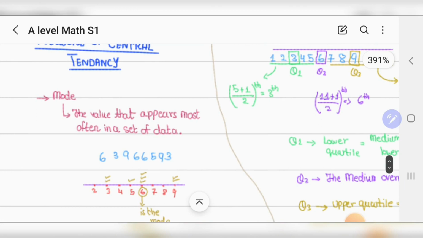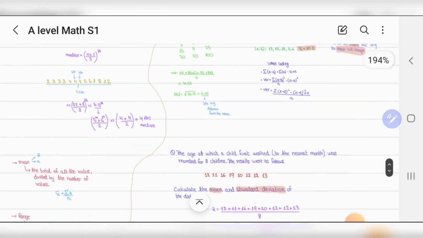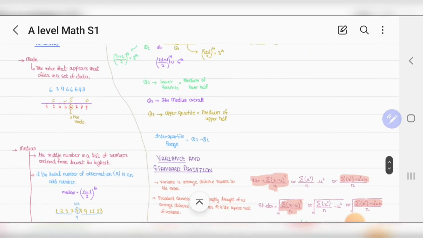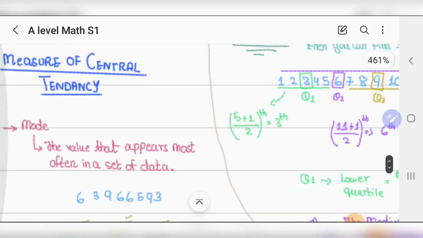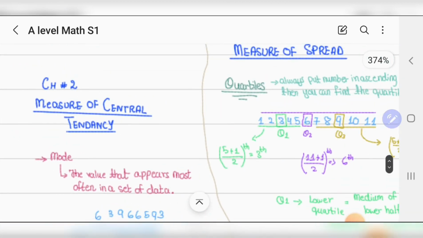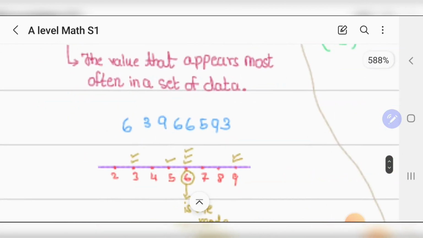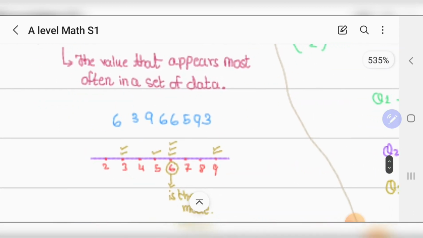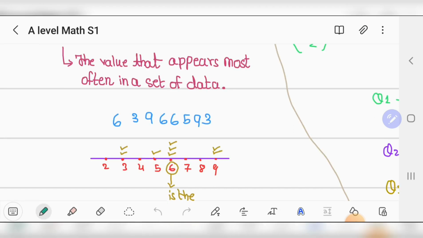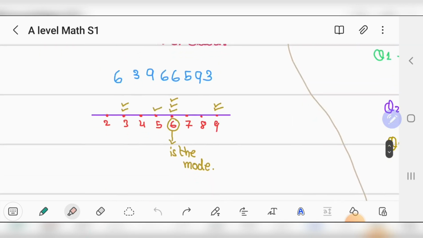Let's start with measure of central tendency. What we have here is the mode, the median, the mean, and the range. Do you know what a mode is? Mode is something that is repeated the most, having the highest frequency. For example, here 6 is the mode because it has been ticked 3 times, more than any other number. The mode is the value that appears most often in a set of data.